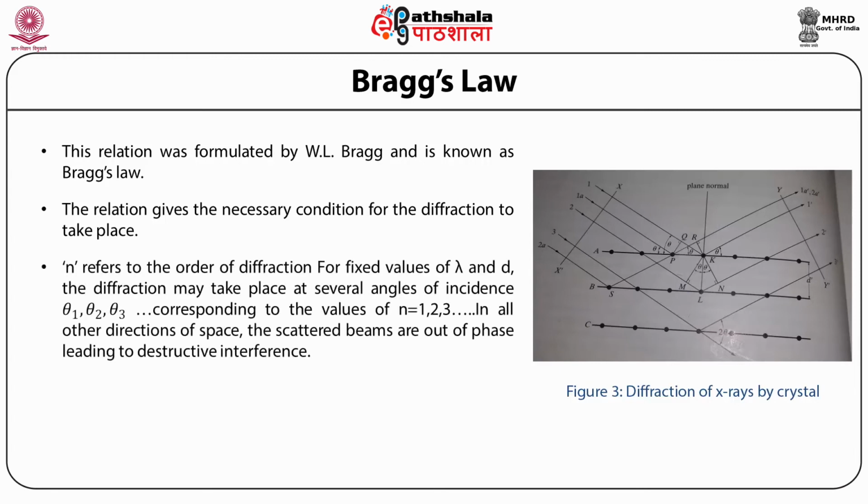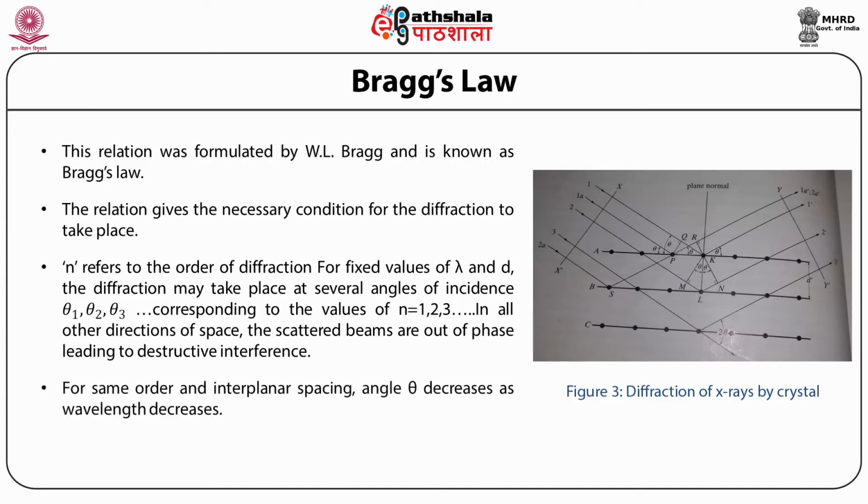n refers to the order of diffraction. For fixed values of lambda and d, the diffraction may take place at several angles of incidence theta 1, theta 2, theta 3 corresponding to the values of n equal to 1, 2, 3. In all other directions of space, the scattered beams are out of phase, leading to destructive interference.